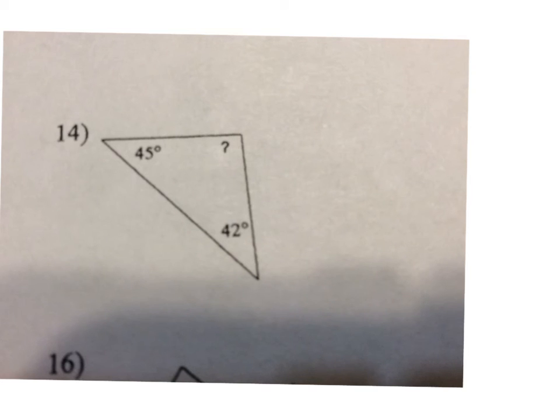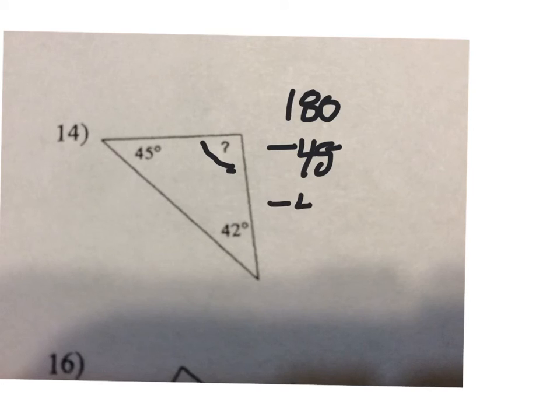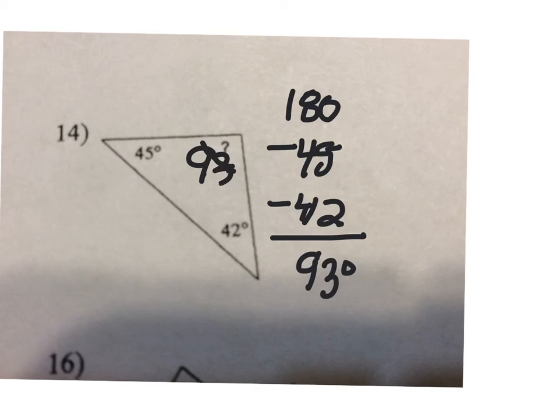For this problem, we're going to use the triangle angle sum theorem to find this angle measure. Since there's 180 degrees in a triangle, we will subtract the other two angle measures, and that will leave us with 93 degrees. So place your 93 in the picture.